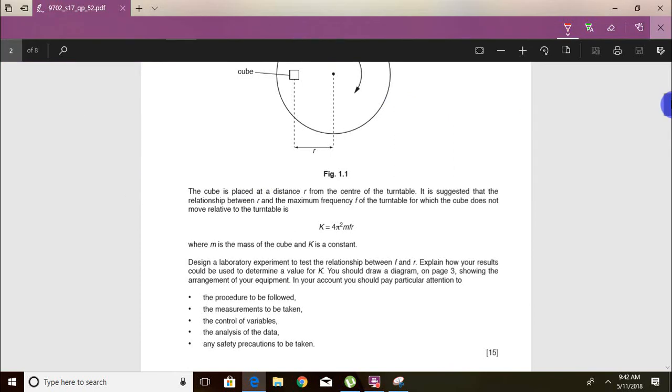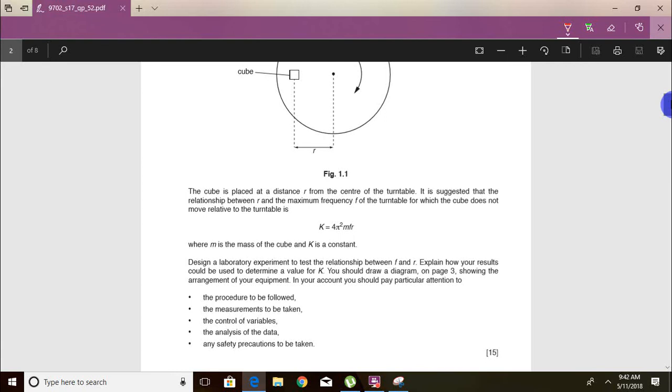So let's go over this again. And this time let's make sure we're getting all the points right. So, in this experiment, the independent variable is the value of R, and the dependent variable is the maximum frequency at which the cube does not move relative to the turntable, right? Could be 1 mark or 2 marks. Let's go with 1 just in case.